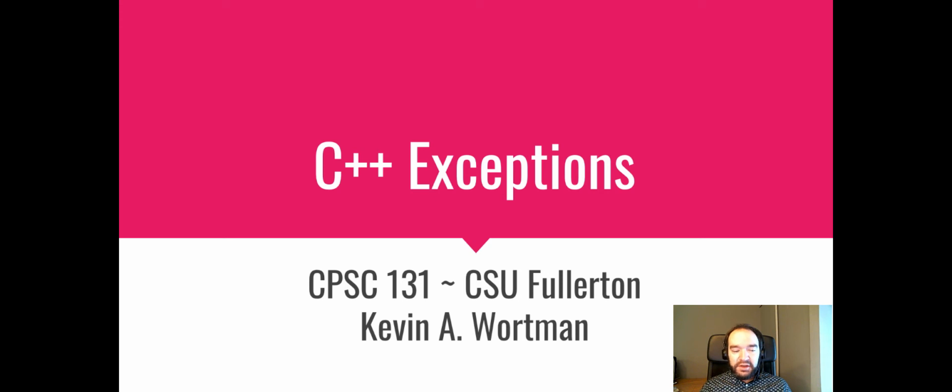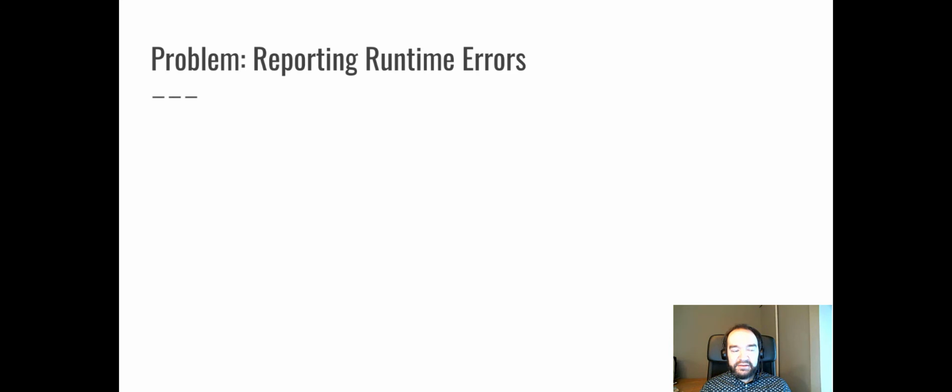Hi guys, this video is a quick introduction or review of C++ exceptions. Exceptions are a solution to the problem of reporting runtime errors. A runtime error is when something doesn't work for your program at runtime. Runtime means while the program is running, so these are distinct from compile time errors like a syntax error.